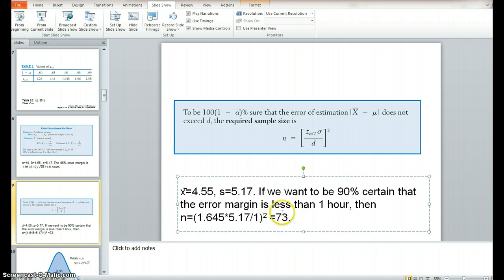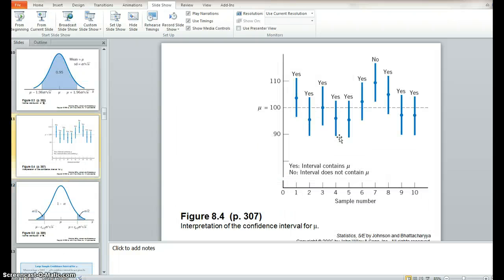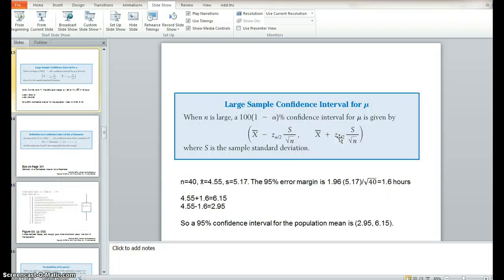Okay. So you can see, if you only want to be 90% confident that the error is less than 1 hour, then you only need to find 73 students to do the surveys. So this is how we use the formula to determine the sample size. And next we're going to look at an example talking about the confidence interval.